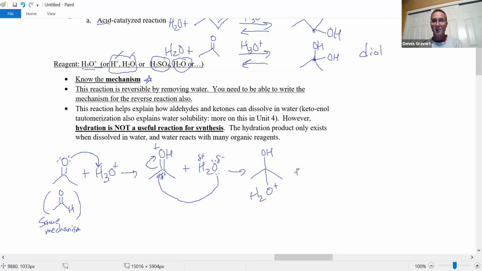At the end of the reaction, though, we need to get rid of one of these H's and a plus, right? We're trying to make two alcohols. So we need a base, and the only base we have is the weak base water. So use another water molecule to remove that H. And we're done.